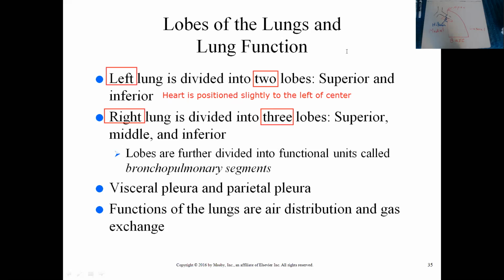For both lungs, the lobes are divided up into what we call bronchopulmonary segments of a lobe. You don't need to know how many bronchopulmonary segments there are, just know how many lobes there are for each lung.